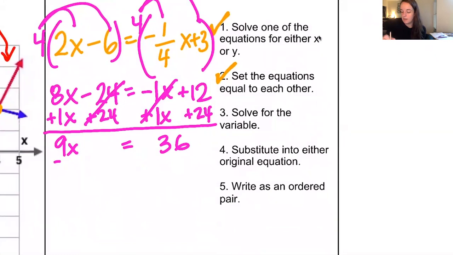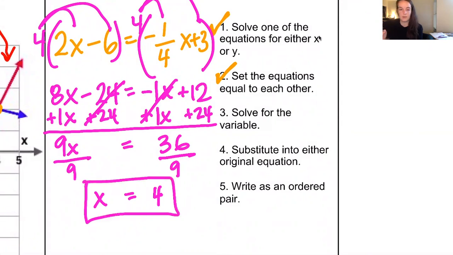And then I'm going to divide by 9. I get x equals 4. So 4 is the x coordinate of my solution. I solved for the variable.